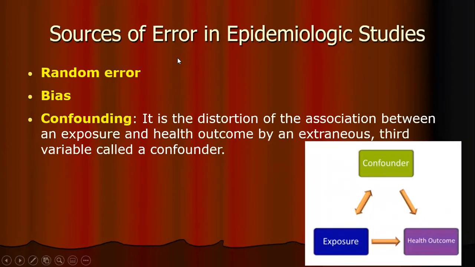There are various sources of error in epidemiological studies, which include random error, biases, and confounding. Confounding is the distortion of association between an exposure and outcome by an extraneous third variable, which is known as a confounder. So, a confounder affects the association between exposure and outcome.